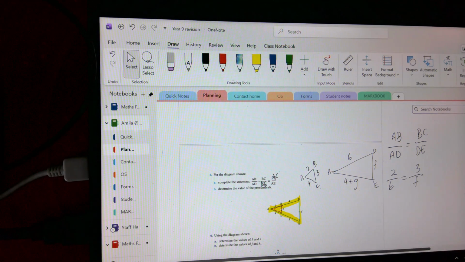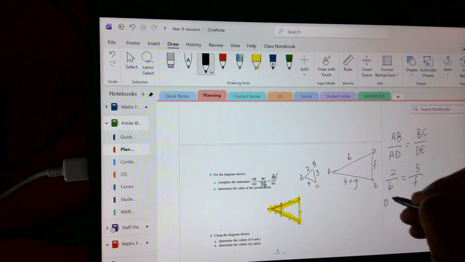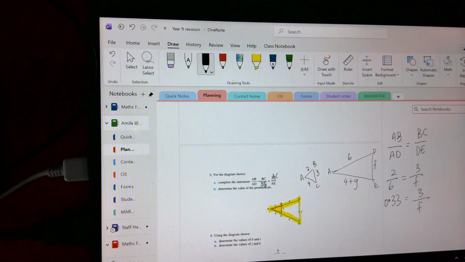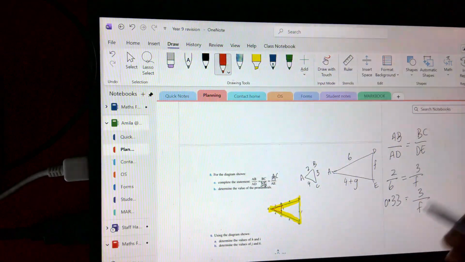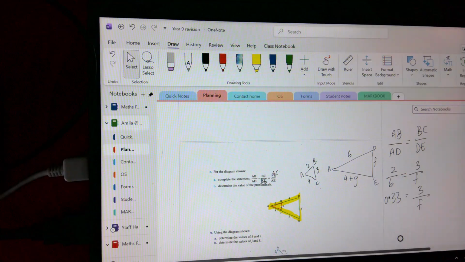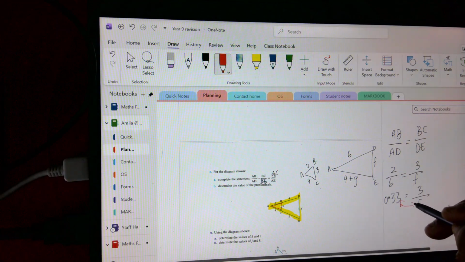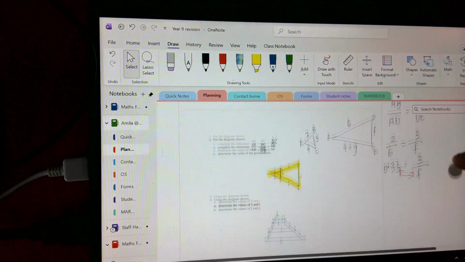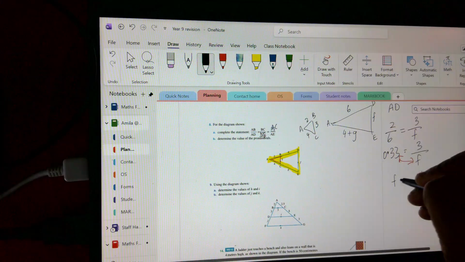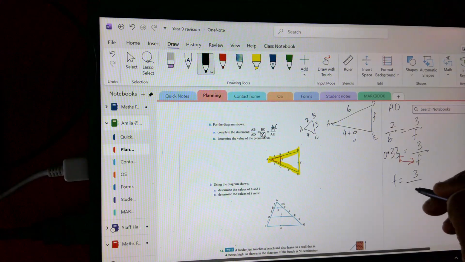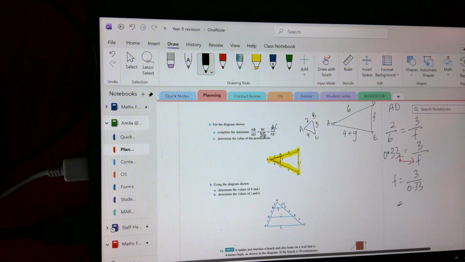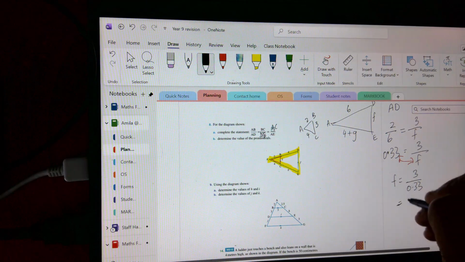2 divided by 6 is 0.33. That's equal to 3 over F. We said in class, if our variable is on the bottom, we're just going to switch those two around. So F equals 3 divided by 0.33, which is 9.